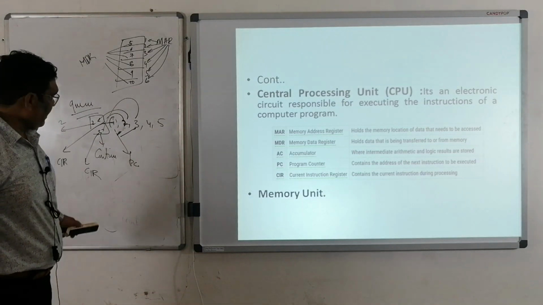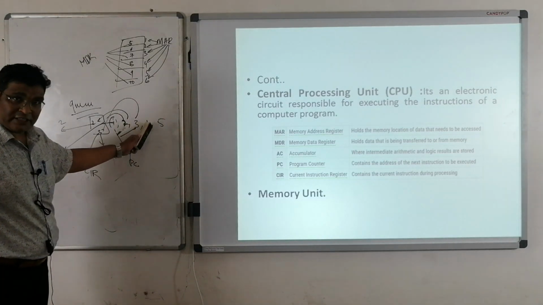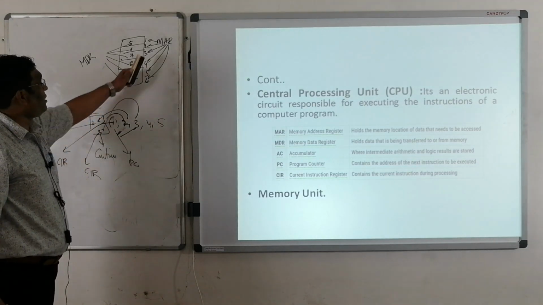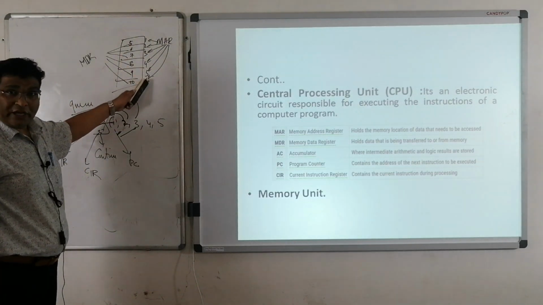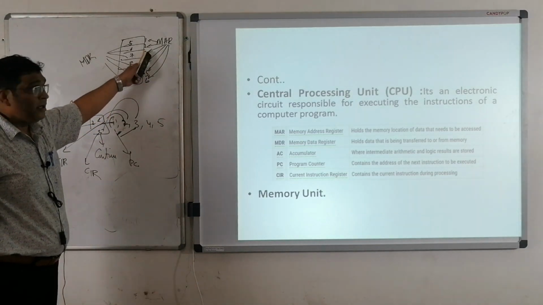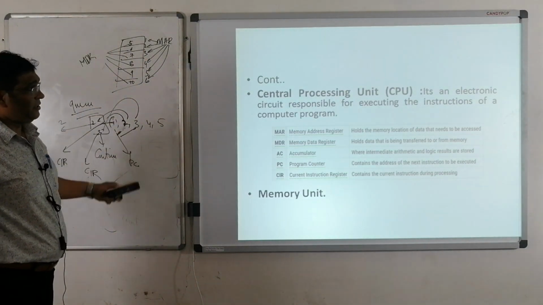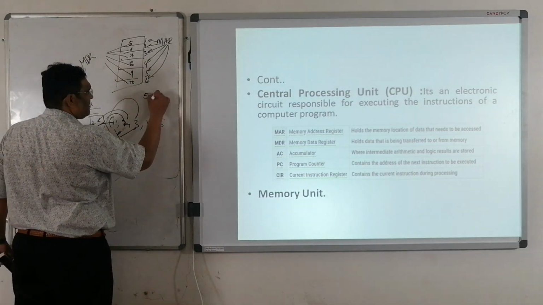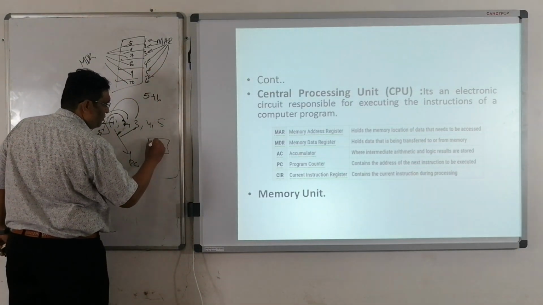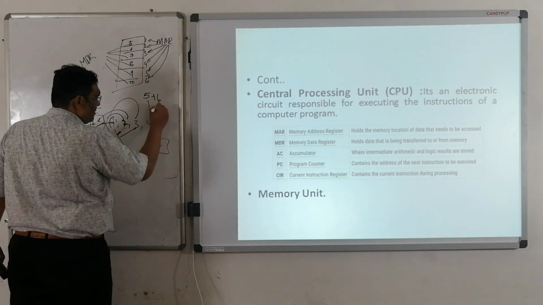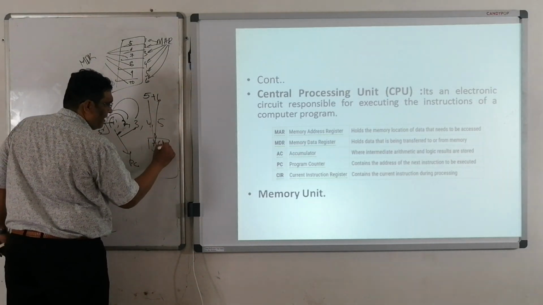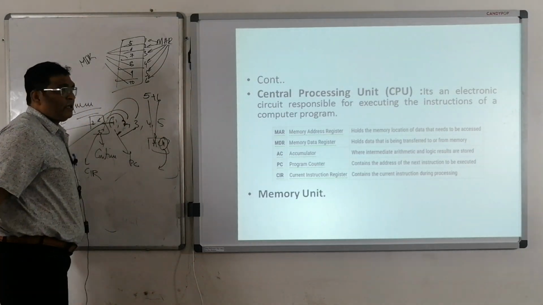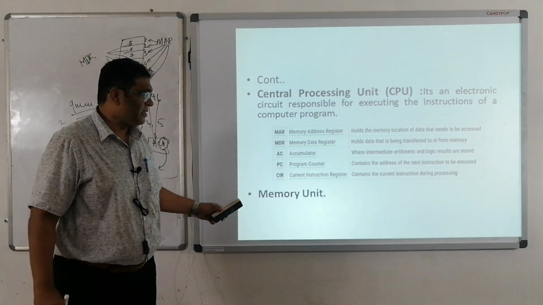So PC holds the address of the next instruction to be executed. CIR holds the instruction in process to be executed. MAR is the address or location. MDR is what you are going to transfer. These are the points. And AC, the accumulator, is like 5 plus 6: 5 comes here, 6 comes here, 5 plus 6 is 11, and it is moved to some other location. It is used for these purposes.